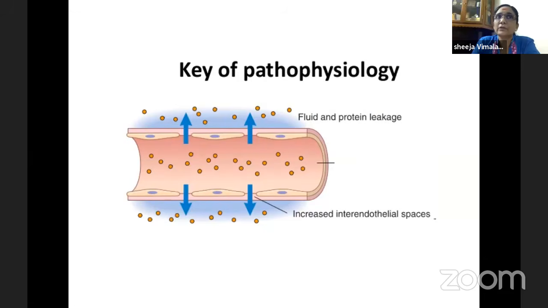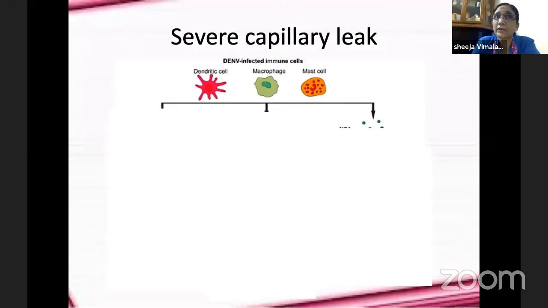So now what is the key pathophysiology? What happens in dengue is, in fact, there is a capillary endotheliopathy. The capillary endothelium gets damaged, and what leaks out is not just water, it is also the protein that is leaking out. So what happens if things leak out through your capillary endothelium? Why do they leak out?